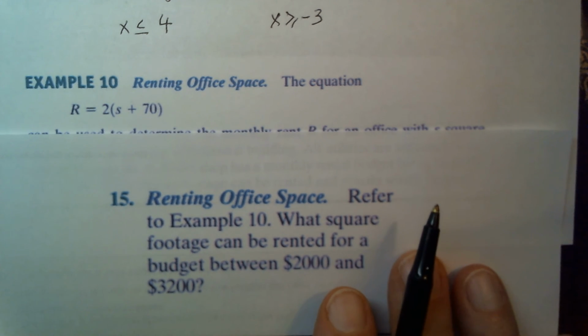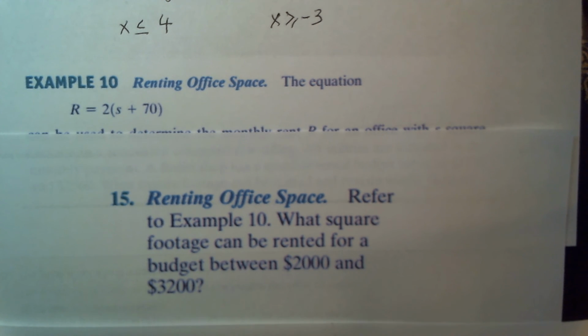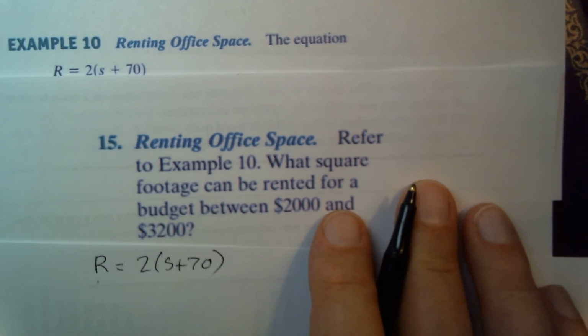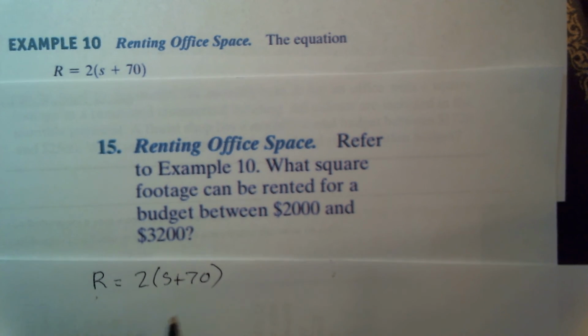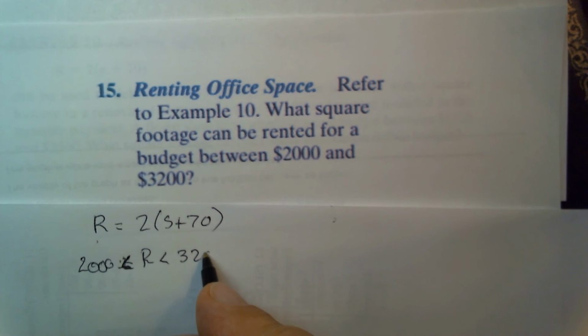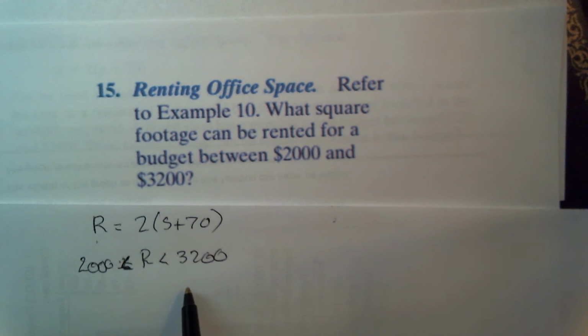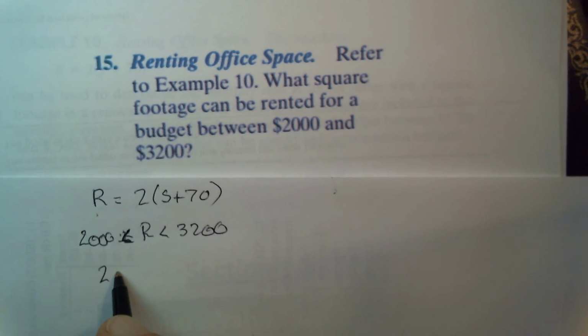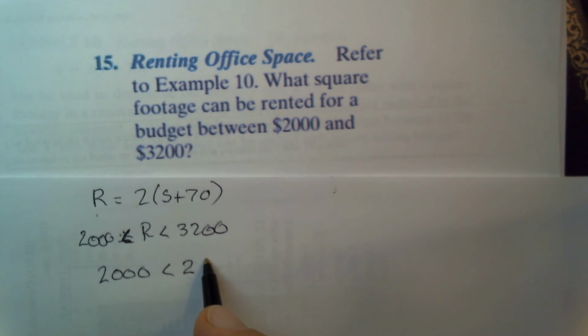So if you study example number 10, the rent can be determined by this equation, 2 times S plus 70. And so to keep it within the budget, the rent can be between $2,000 and $3,200. Okay, so that's what we are told. Now what is R? R is equal to 2 times S plus 70. So we can rewrite this now as 2,000 less than 2 times S plus 70 less than 3,200.